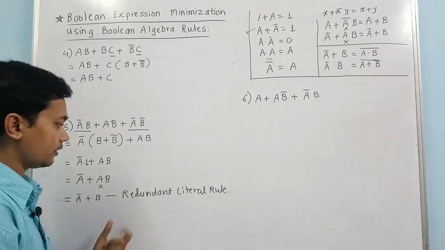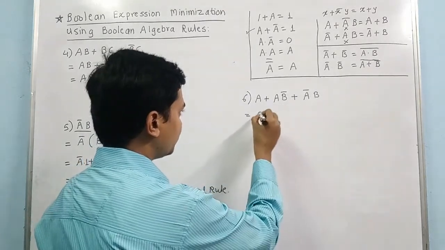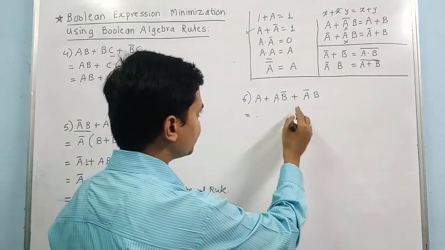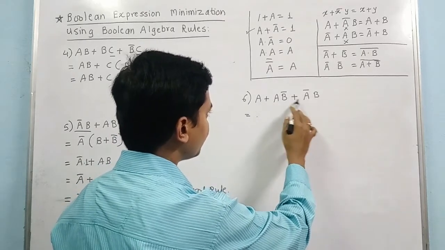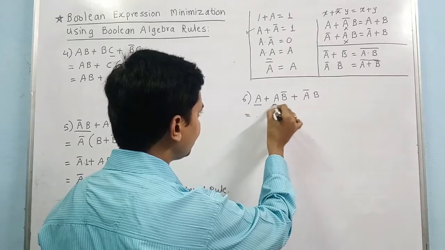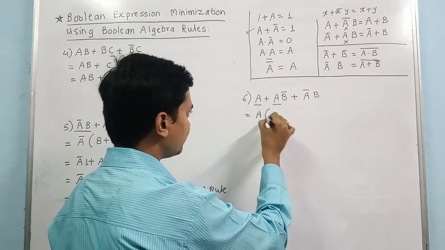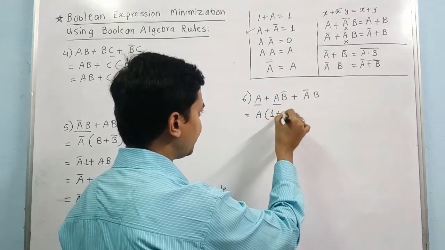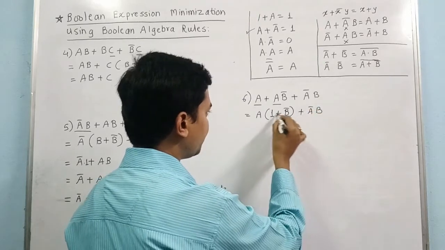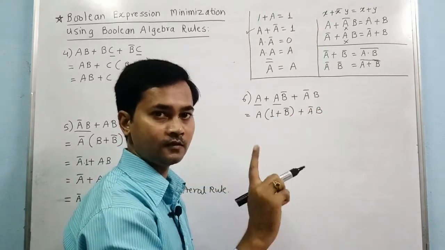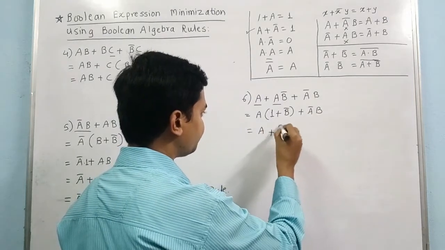Okay, so see the next one. So in this example, how can we reduce it? a plus a b bar plus a bar b. So here we can take a as a common variable from the first and second terms. So a is taken common, inside the bracket 1 plus b bar, and plus a bar b. So 1 plus anything, we know, is always 1. Then next is a plus a bar b.